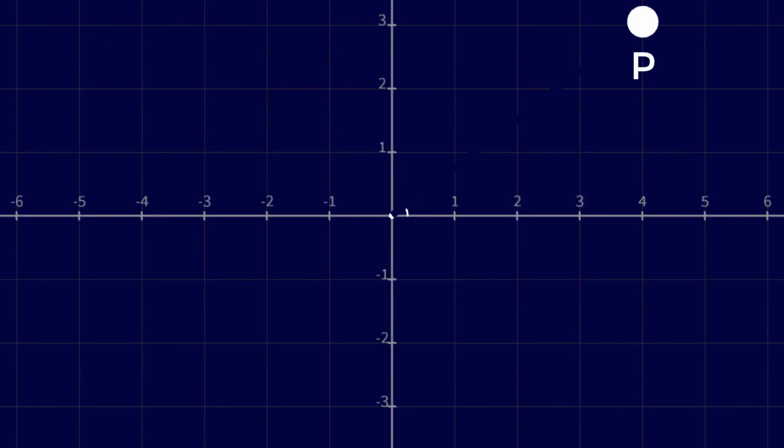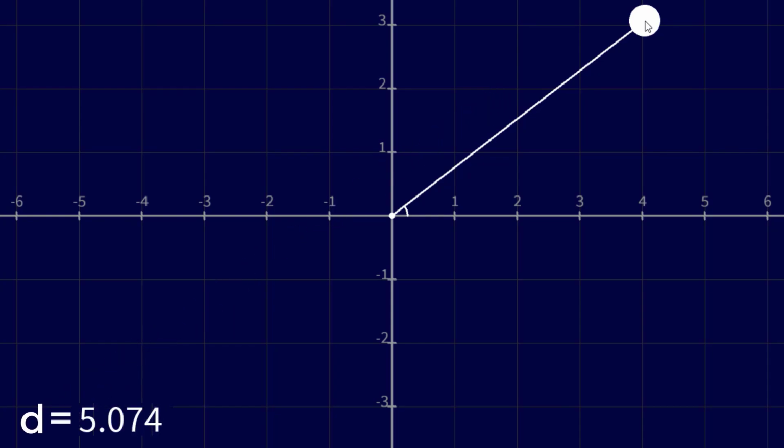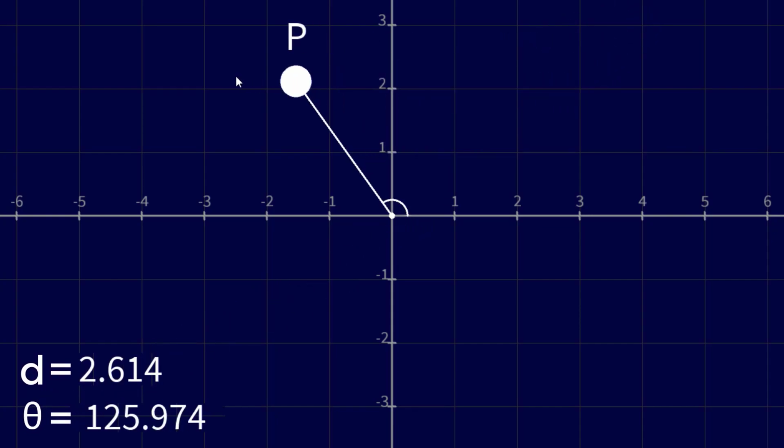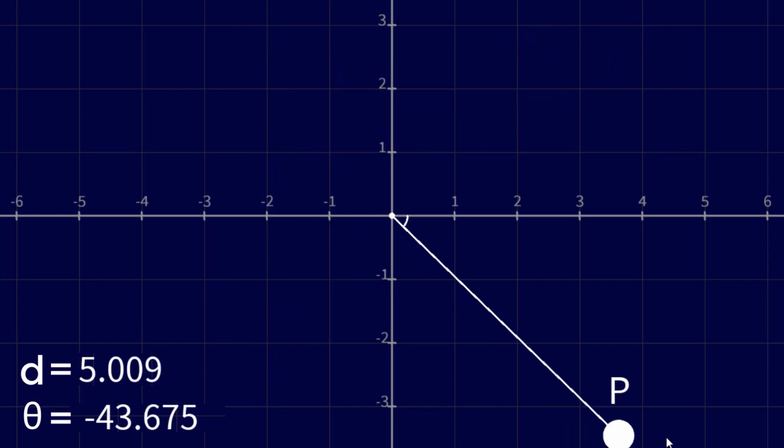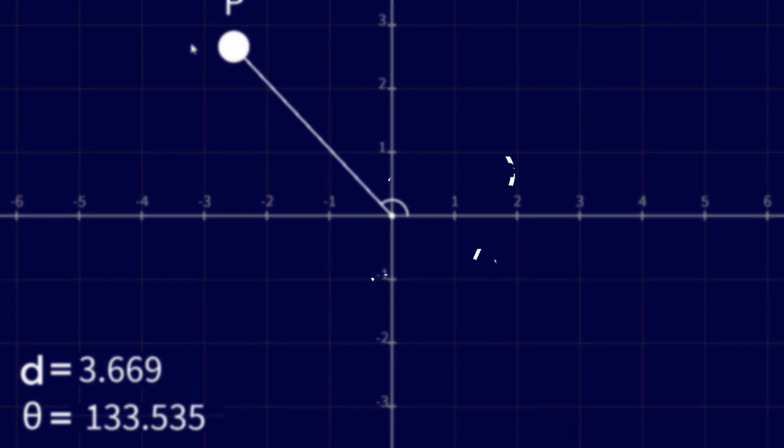Imagine a point P connected by a line with the origin. This line is called the vector of point P. This vector has a magnitude and direction. We talked about calculating these in the earlier video. The magnitude is equal to the distance between the origin and the point. The direction is equal to the angle between the origin and the point, and they can be calculated using the following formulae.